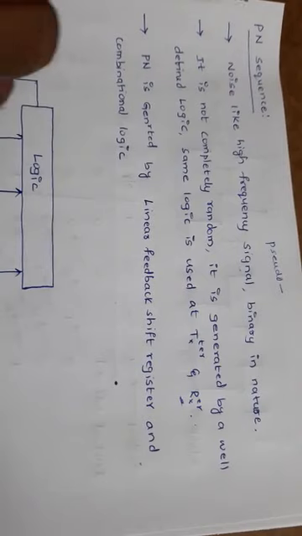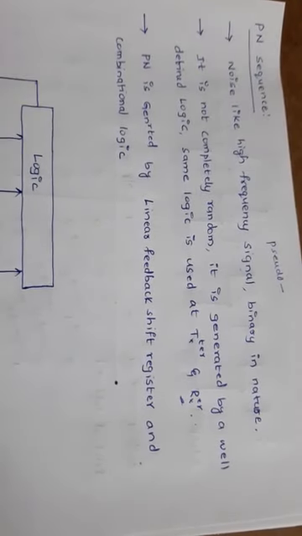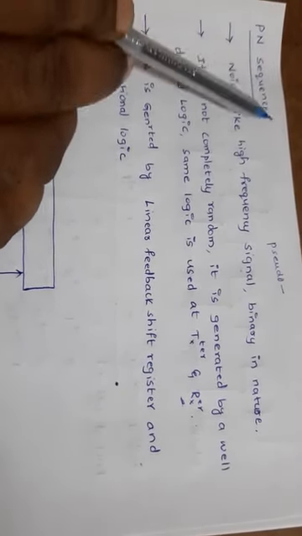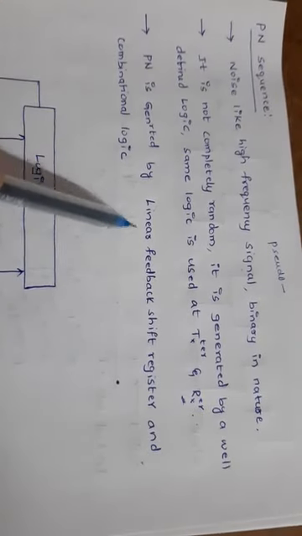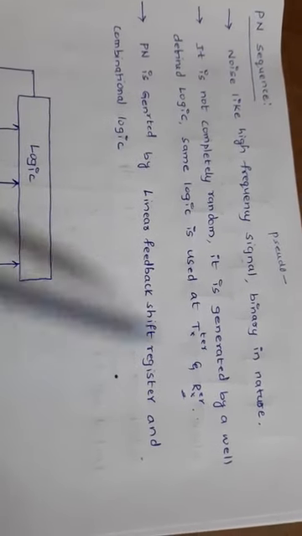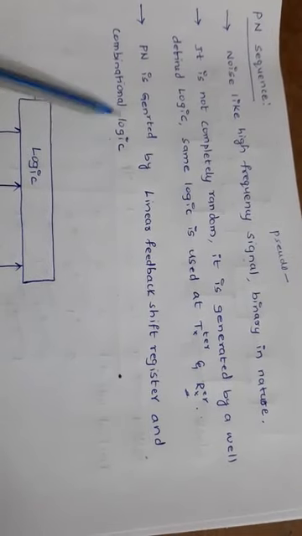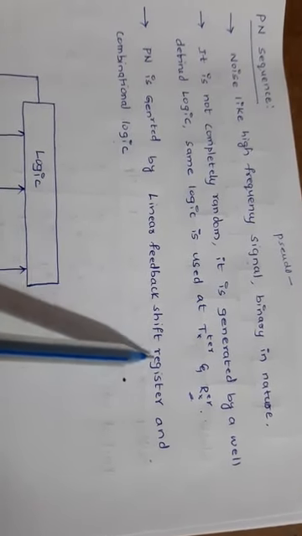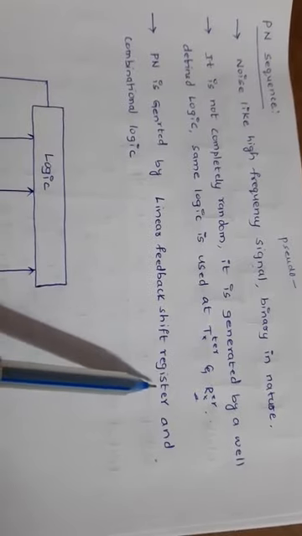Let us see how we generate this PN sequence. This PN sequence can be generated by using linear feedback shift registers, right? And by using a combinational logic. As we know, in the shift registers, we need to use flip-flops, right?